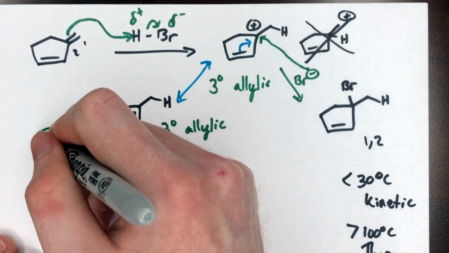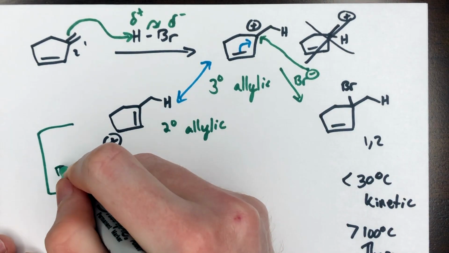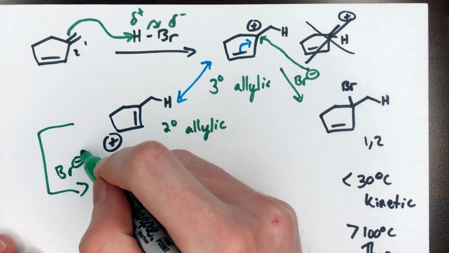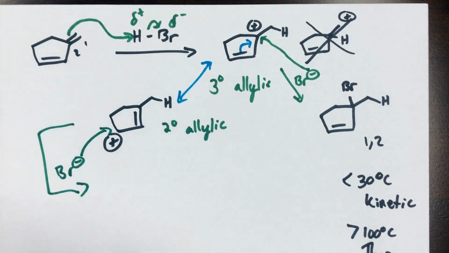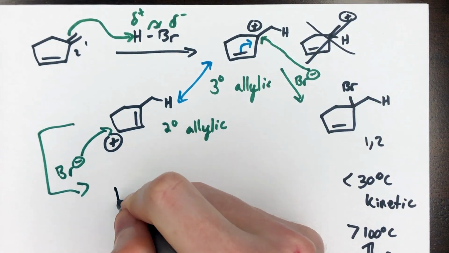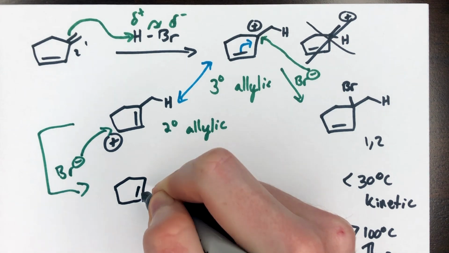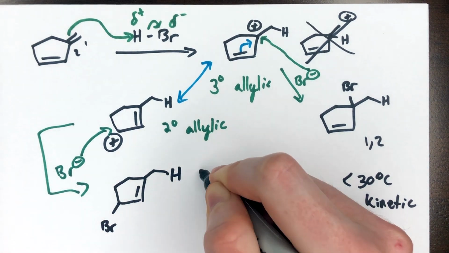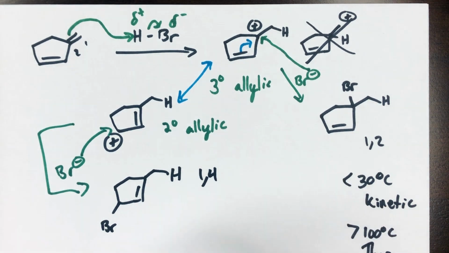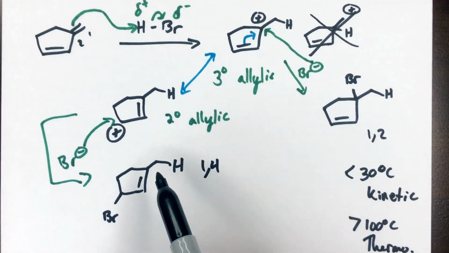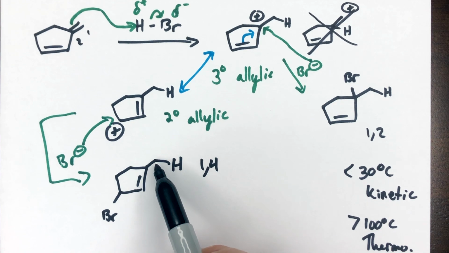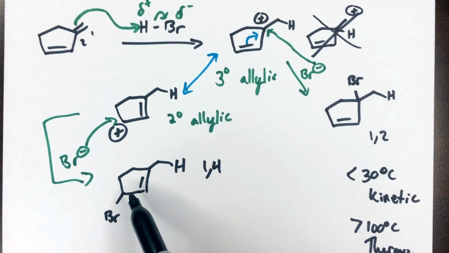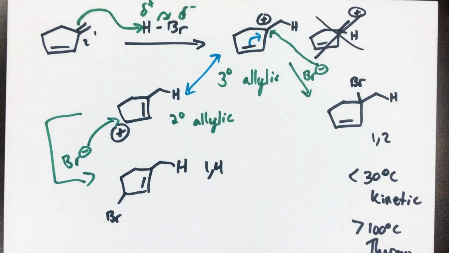Then if you had a bromine attack, just like we did in the kinetic product, you're going to get the final product. And this now is going to be a thermodynamic product, a 1,4 addition. And again, it's 1,4 now because if you look at this carbon where the hydrogen is, that's 1, 2, 3, 4. Hydrogen and bromine are on carbons 1 and 4 in the chain. So that would be a thermodynamic product.